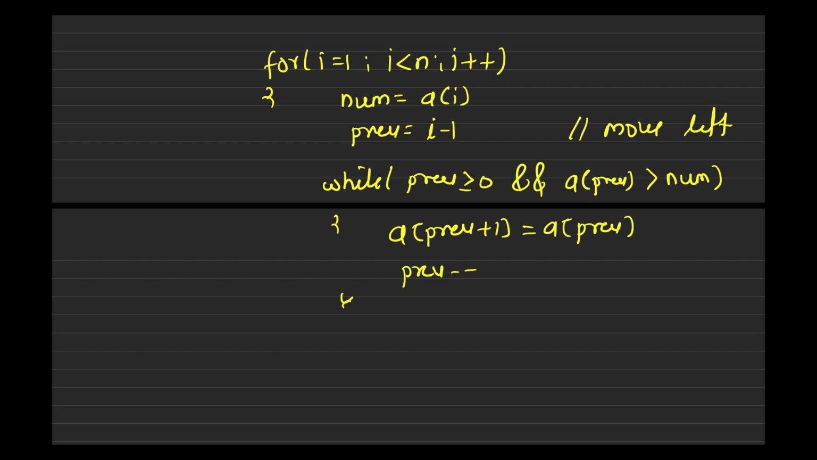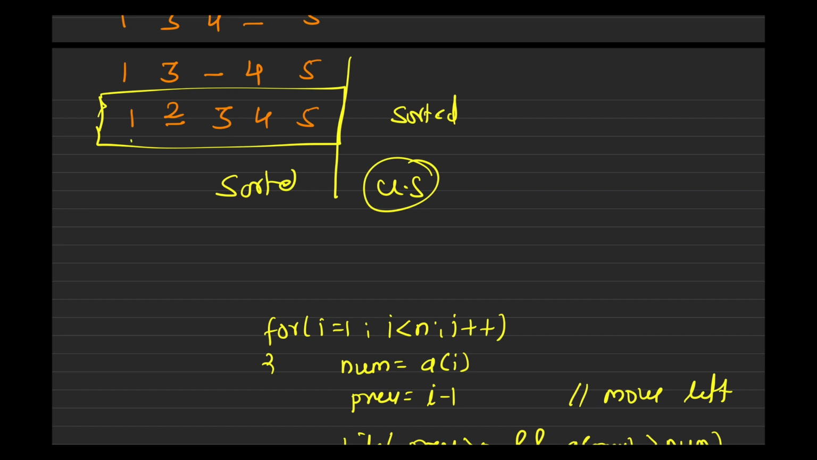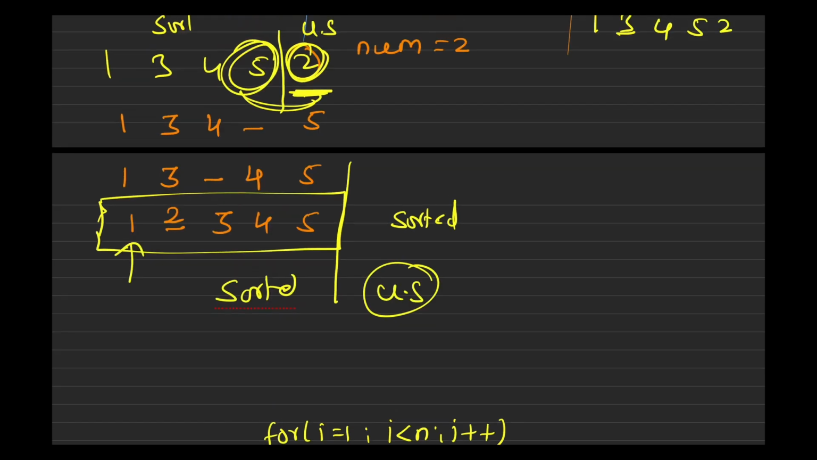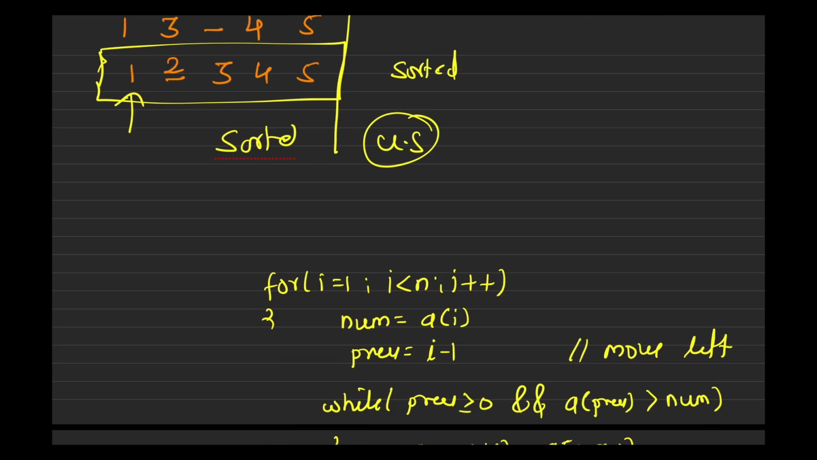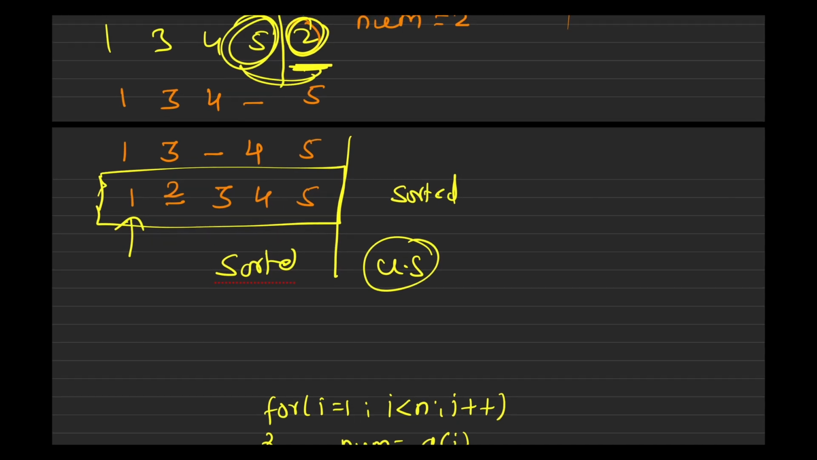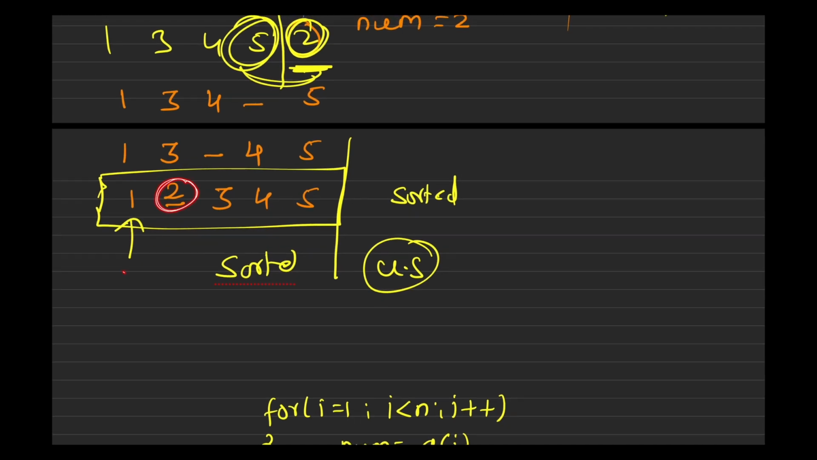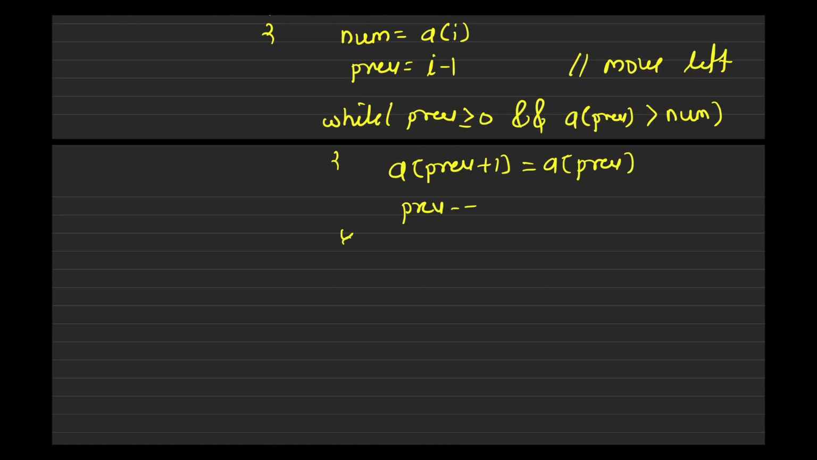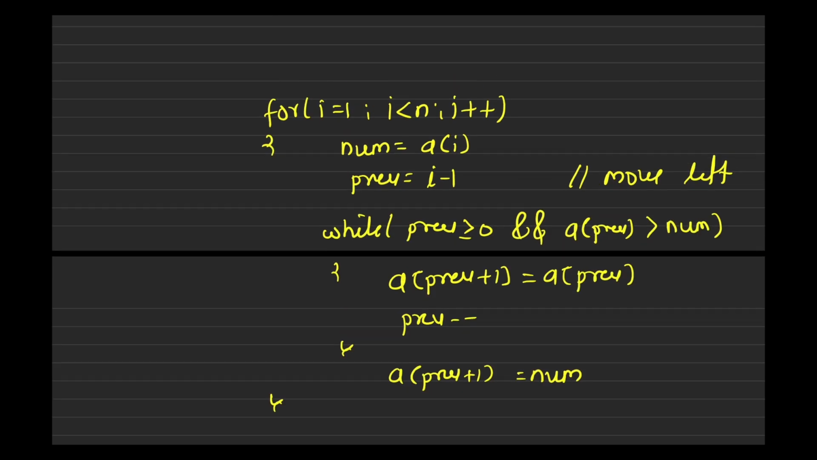Now once I come out of this loop, what is exactly happening? I was present over here, and I compared the element present at the num index with this one, but this element is smaller, so this condition will become false. I will come out of the loop. Now I want to place the element over here, but my previous is present at index 0. I want to place the element at index 1. So I need to place this element at previous plus 1. So I will do a of previous plus 1 equals num. So this is how insertion sort mainly works.